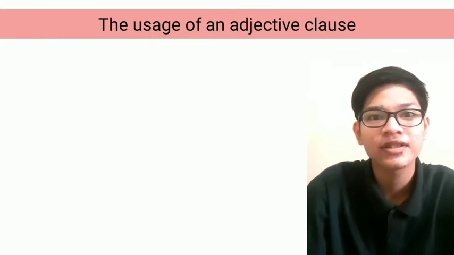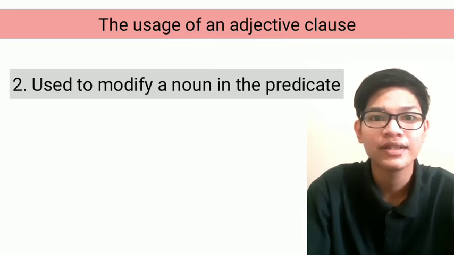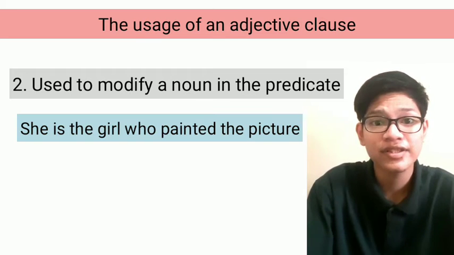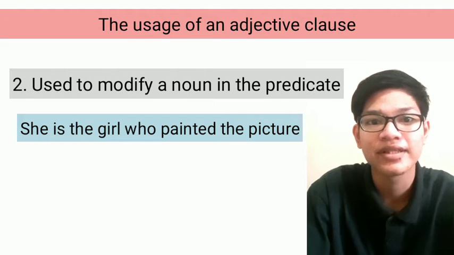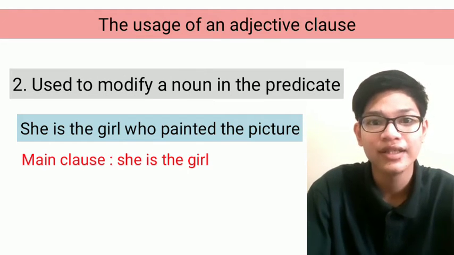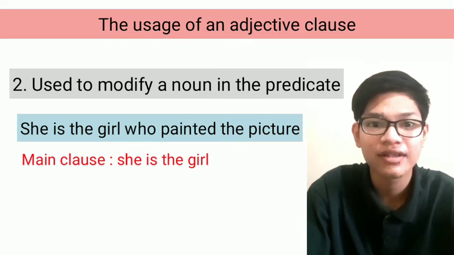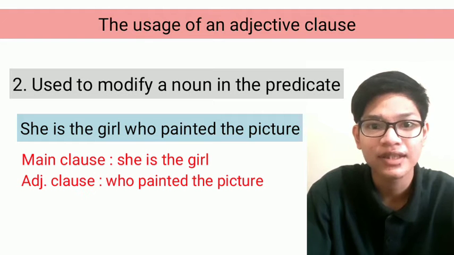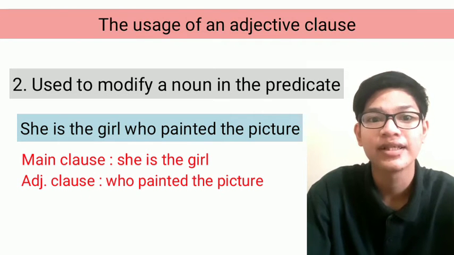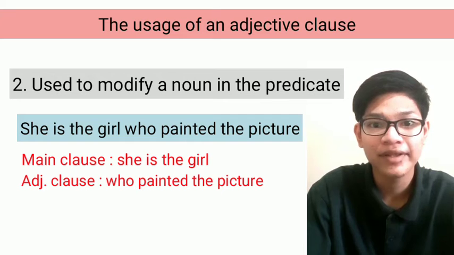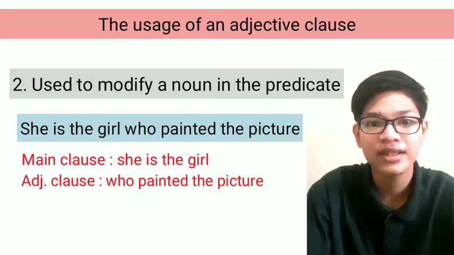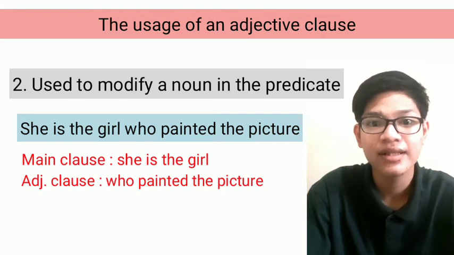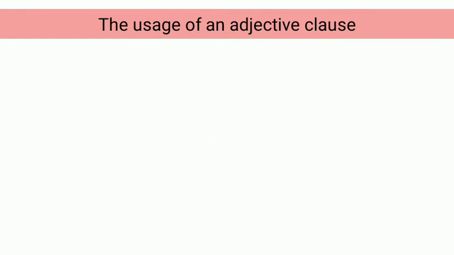An adjective clause can also be used to modify a noun in the predicate. Take a look at this example. She is the girl who painted the picture. The main clause in this sentence is she is the girl. The adjective clause, which is the subordinate clause, is who painted the picture. The noun girl appears in the predicate of the main clause. The adjective clause, who painted the picture, modifies the noun girl.